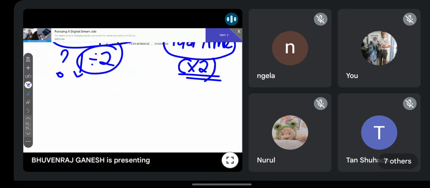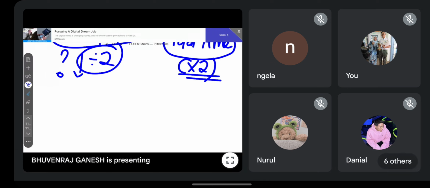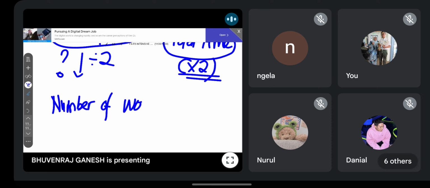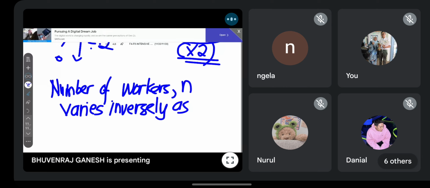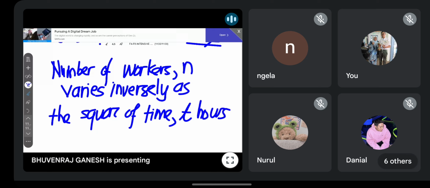So let's say, saya ubah formula. Saya bagi satu rumus dengan kuasa 2. Saya fikir. Kuasa 2. Wait now guys, let me think for a while. Okay, let's say I create my own situation lah. Okay, saya bagi satu contoh sahaja. Number of workers n varies inversely, berubah secara songsang as the square of time t hours. Okay guys, can you all type out for me?